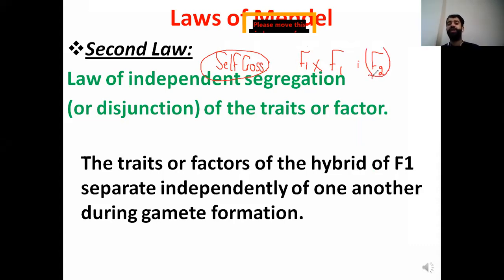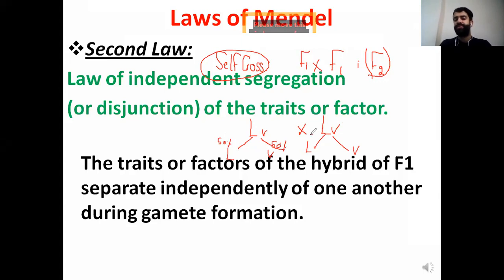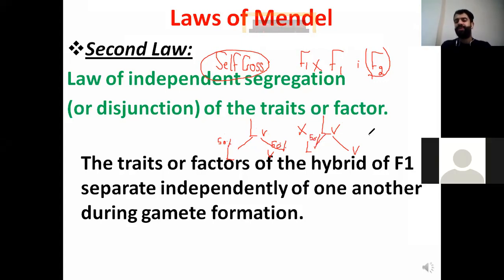This F2, we have the law 2. What do we have in the second law? The traits or the factors of the hybrid of F1 are separated independently. What is the meaning of this? For example in F1, we have Lv crossed with Lv. What different types of gametes? We have 2 gametes here, and here also we have 2 gametes: L and v. If it's percentage, 50% for the L and 50% for the v, and here also 50% and 50%.